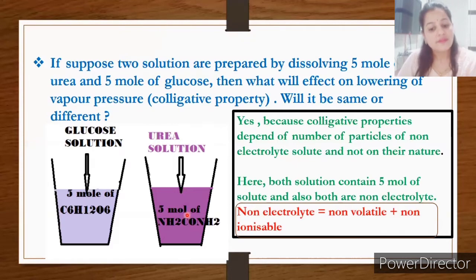In this case, neither glucose nor urea dissociates into ions when dissolved in water, and hence both solutes are non-ionizable in nature. So the total number of solute particles in both solutions is the same, and hence both will have the same colligative properties.